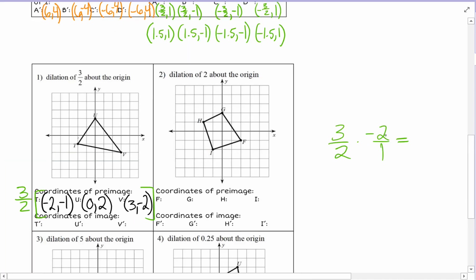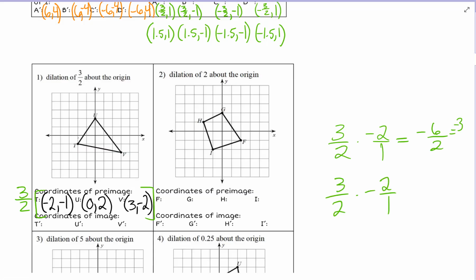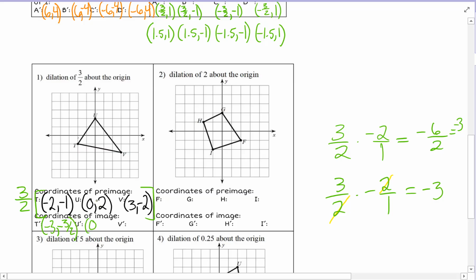3/2. You can reduce before you multiply, or you can multiply. So if we multiplied first, that would be negative 6 over 2, which is negative 3. Or we could see that 2 over 2 is just another form of 1, and that would be 3 times negative 1. So negative 3. 3/2 times negative 1 is negative 3/2. 3/2 times 0 is 0.